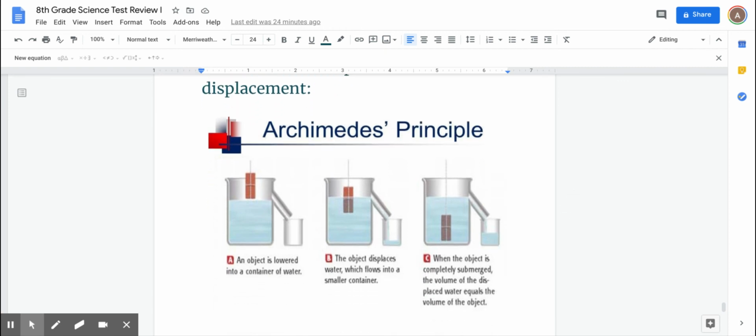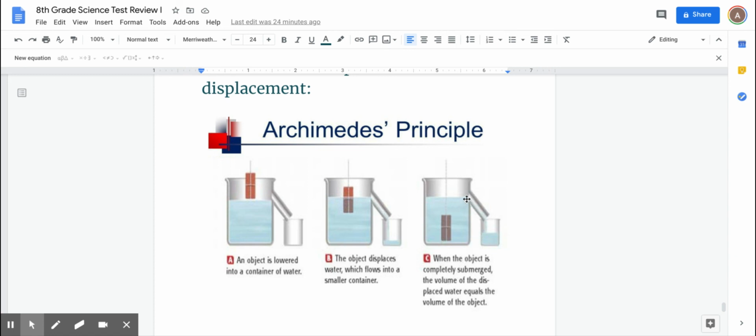Archimedes lived a long time ago, at the time of Aristotle. He was a scientist. And what happens with this, and we did this in class, if you put an object in water, the water will be displaced. It will rise up and be displaced. And the object has to be completely submerged. If you want to find the volume, it's just the water that was displaced.